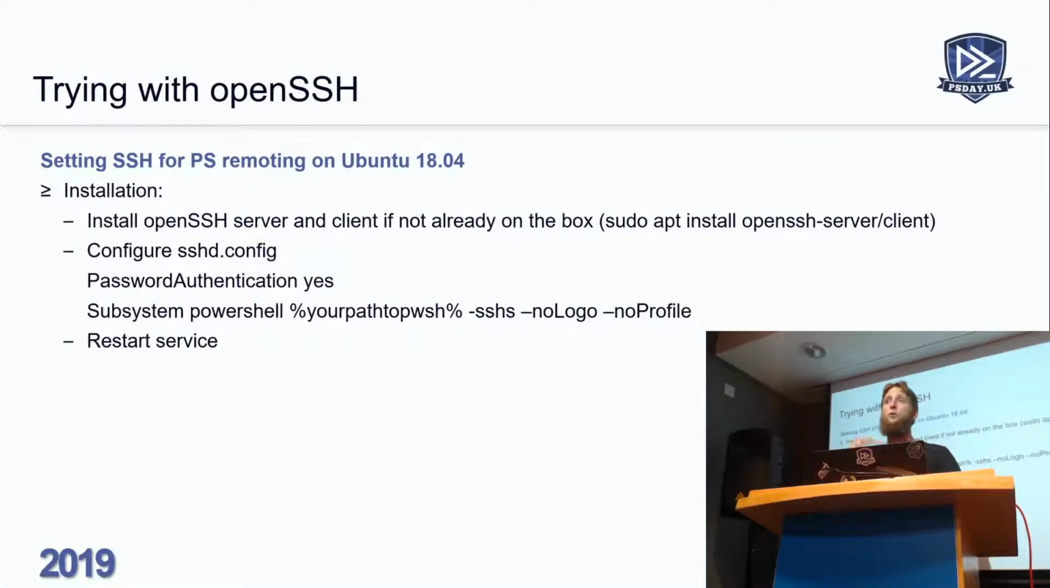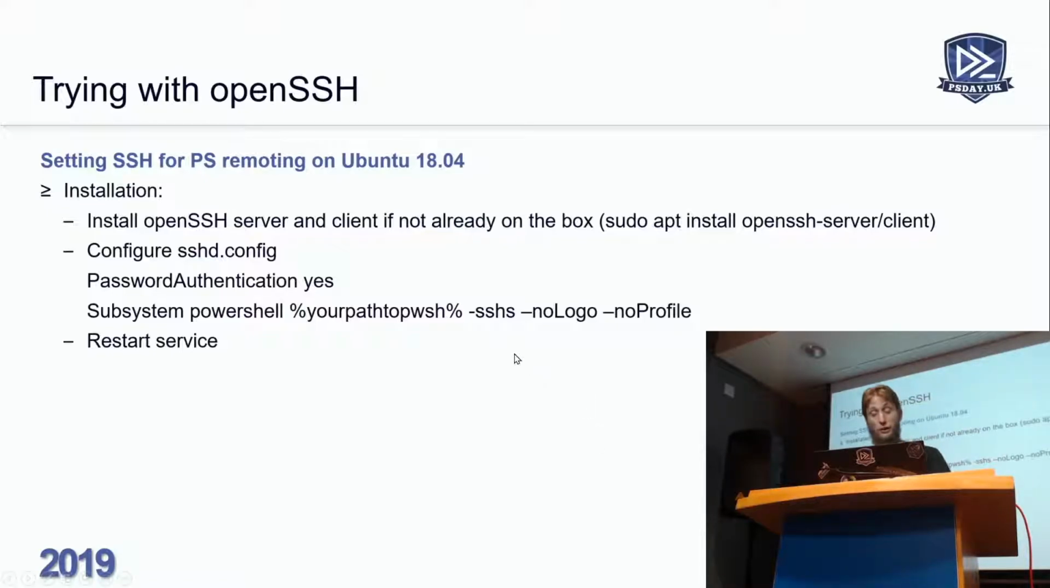Now we want to do it the other way around. We want to connect to Ubuntu from macOS or PowerShell or whatever. So install OpenSSH server and client if they are not already on the box. Configure sshd config, same thing here, but the subsystem might change. It's not what it's in the documentation, just to reiterate that the documentation could be updated.